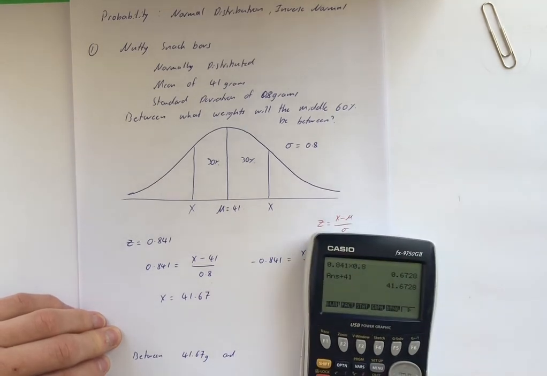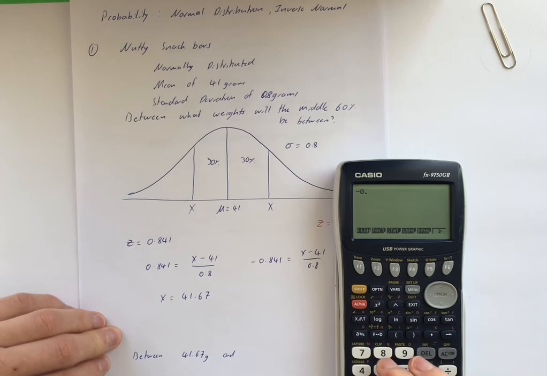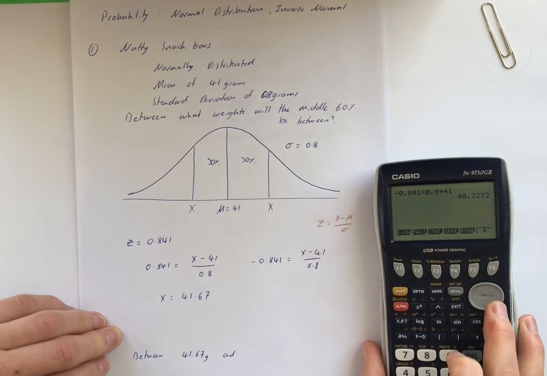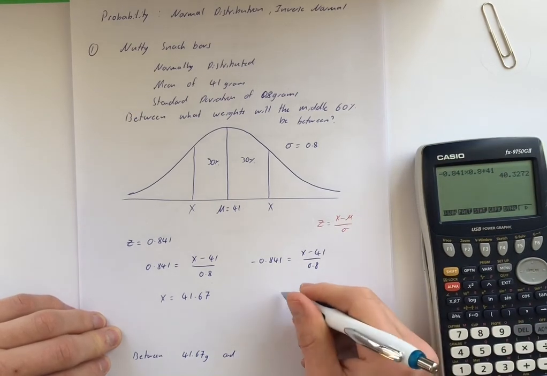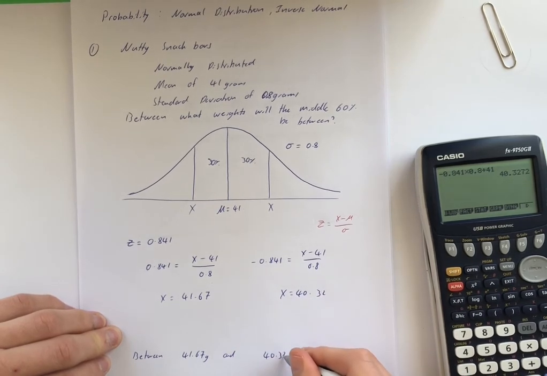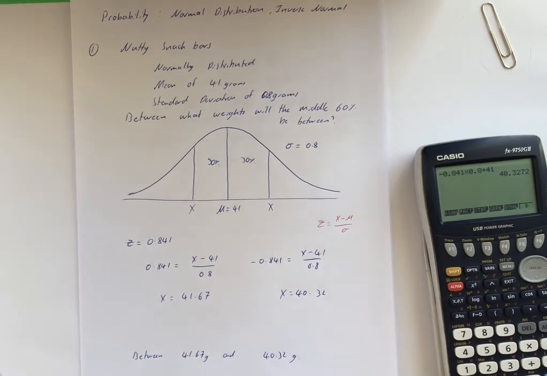Okay, so negative 0.841 times 0.8 plus 41, because the order of operations there do matter, but it's pretty easy. So 40.32 grams. So between what weights will the middle 60% be? 41.67 grams and 40.32 grams. Probably makes more sense to write those around the other way. Go from the smaller one to the bigger one, but that's how you do that problem.